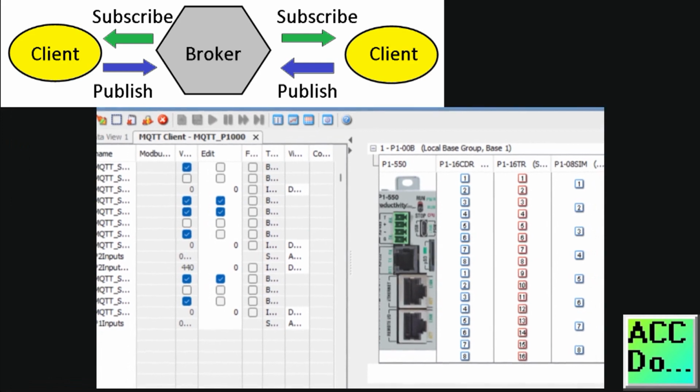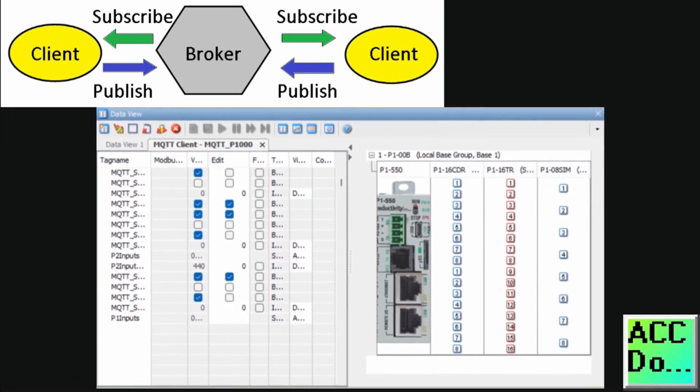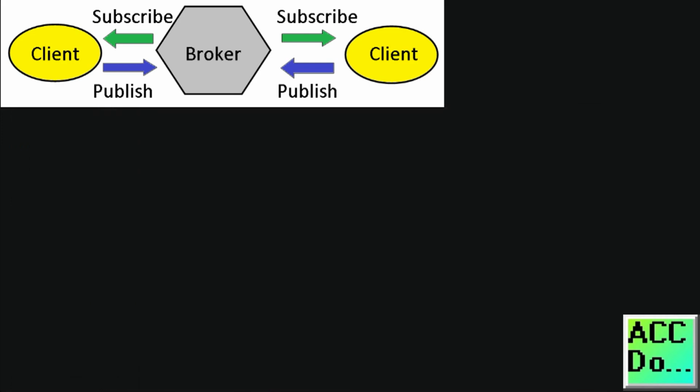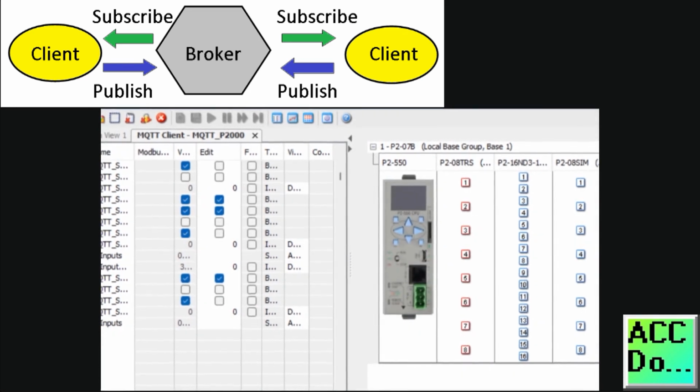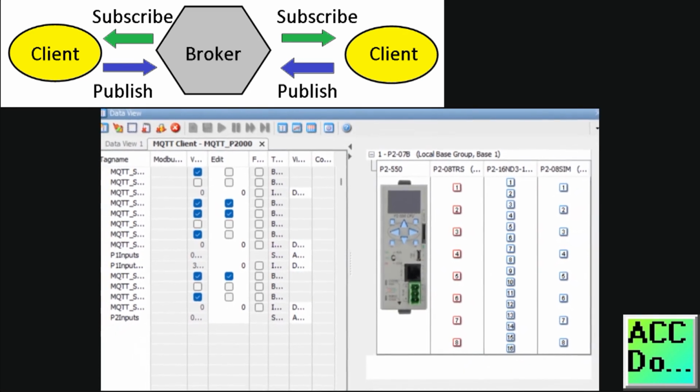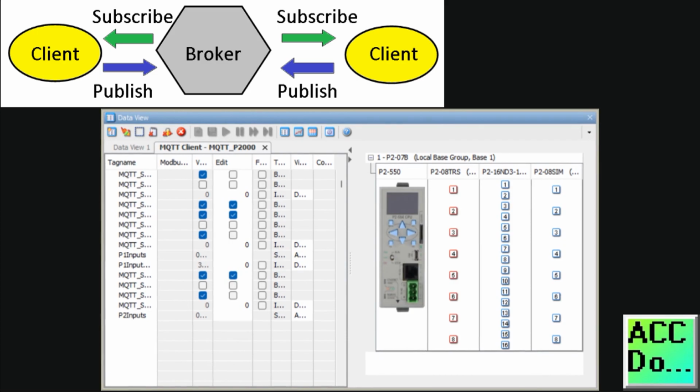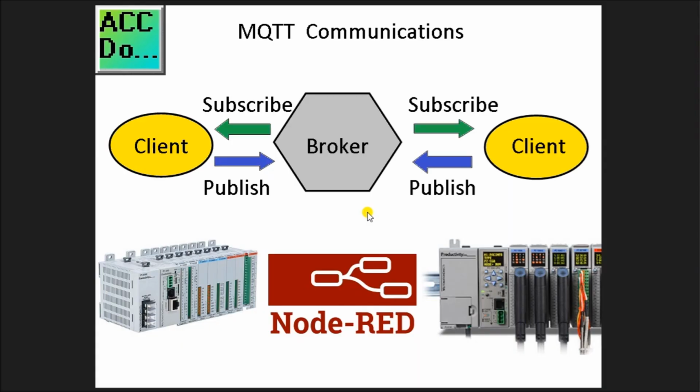A Productivity 2000 and a P1000, and Node-RED will be the clients communicating to the broker. The PLC simulator inputs on each controller will control the outputs on the other controller. This will demonstrate the communication capability for publishing and subscribing to this IoT platform. Let's get started.